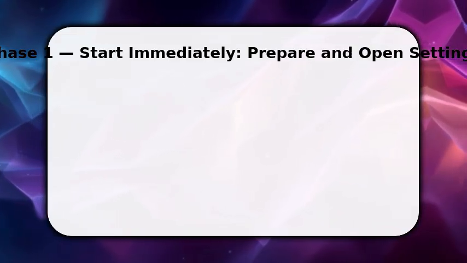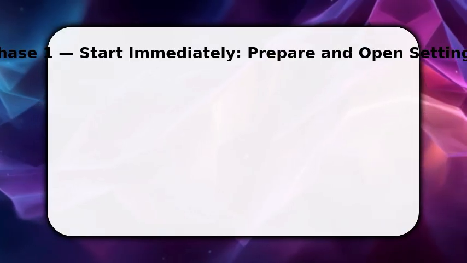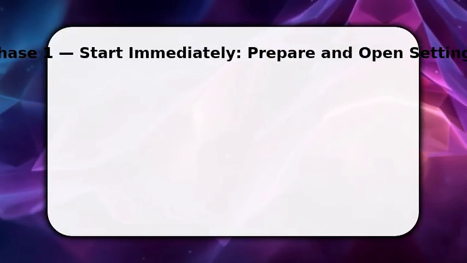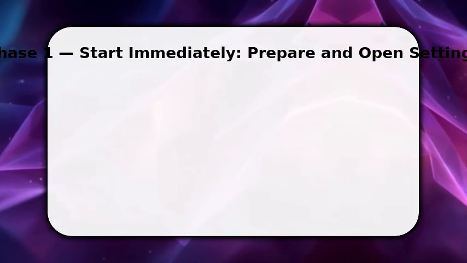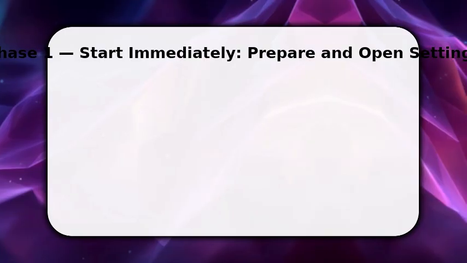Open Settings, then Accessibility, then Display and Text Size to reach the key controls. Once there, find Auto Brightness and the Attention Aware Features setting. Both directly affect automatic dimming.